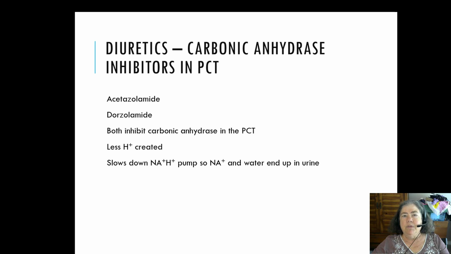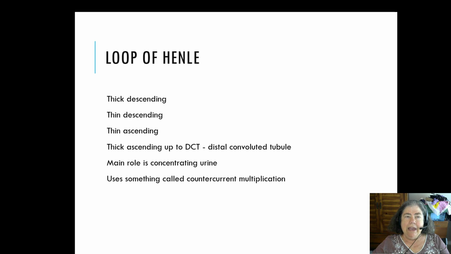And so instead of putting hydrogen ions into the lumen and bringing sodium out, which is one of the ways that sodium is reabsorbed, a big way that sodium is reabsorbed in the proximal convoluted tubule. If you're not reabsorbing the sodium, then you keep the sodium and the water in the urine, and the volume of urine will be higher. We have now passed the proximal convoluted tubule.